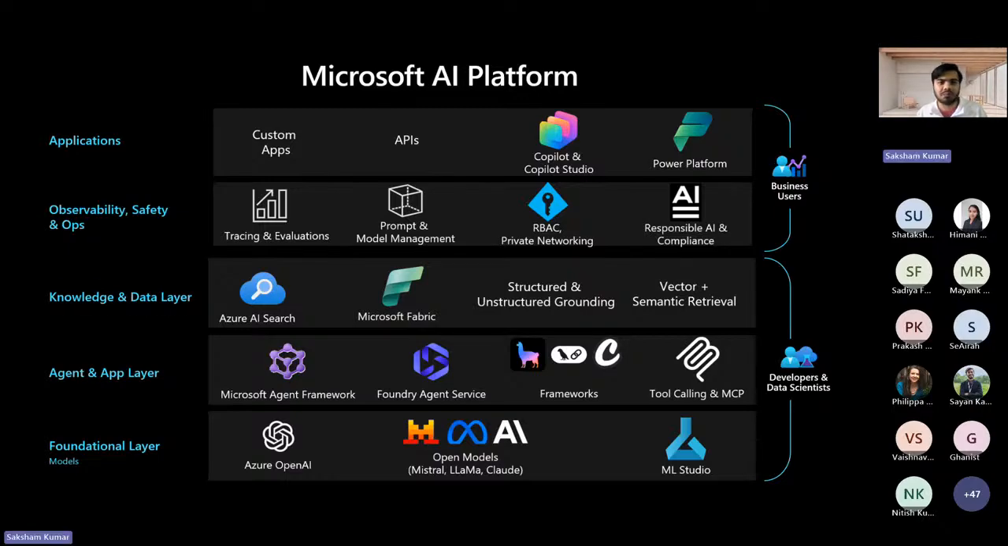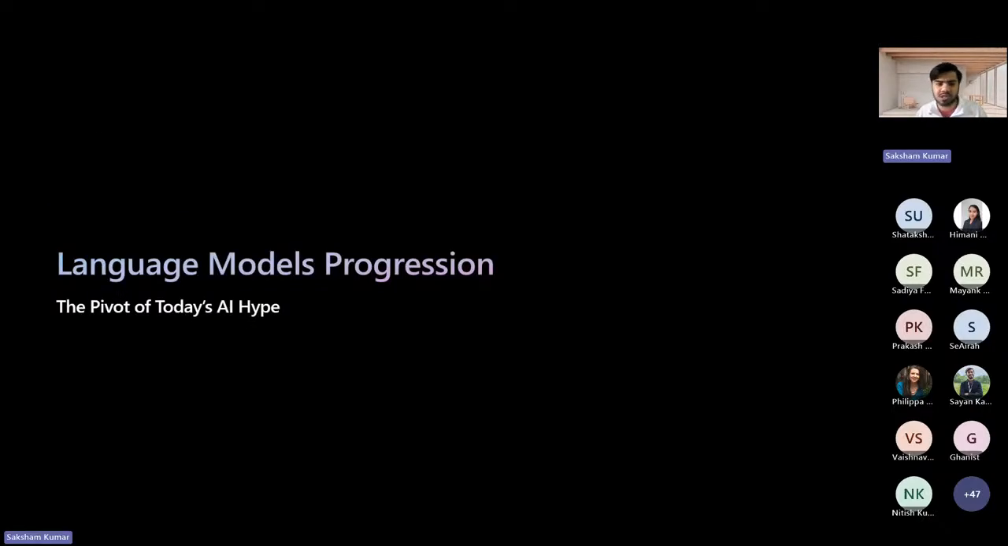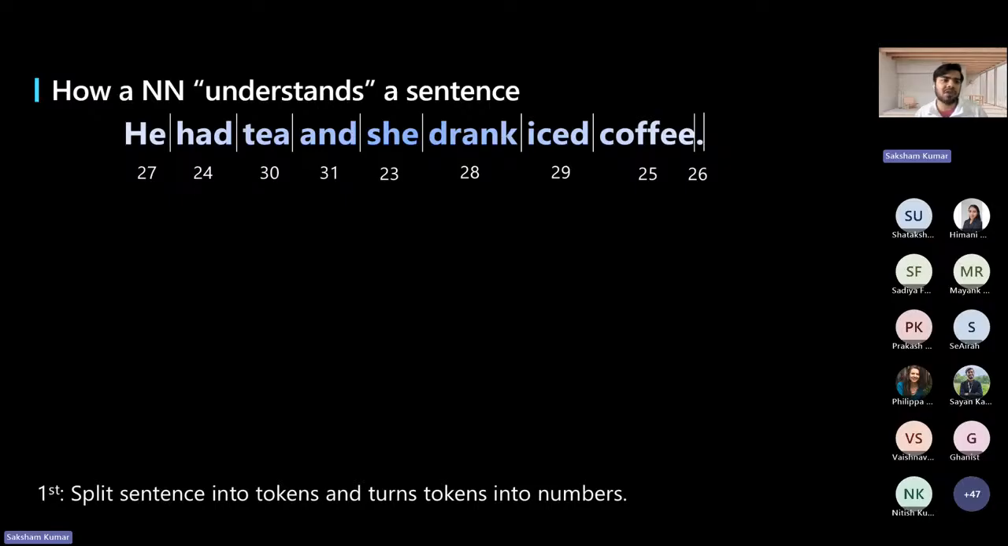So, language model progression, I just skimmed through it. It's not much. That is the pivot of today's AI hype. Now, how a neural network understands a sentence. I'm getting a little bored, so I'll get into that very fast.